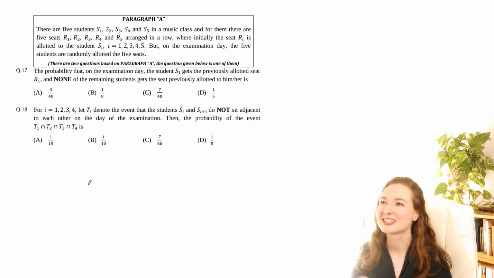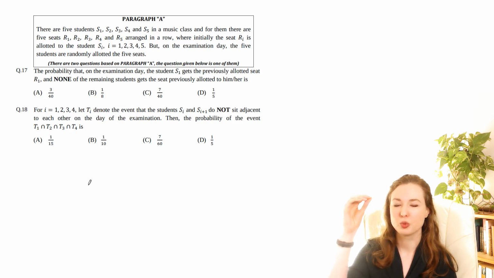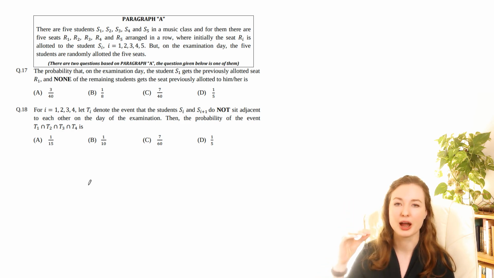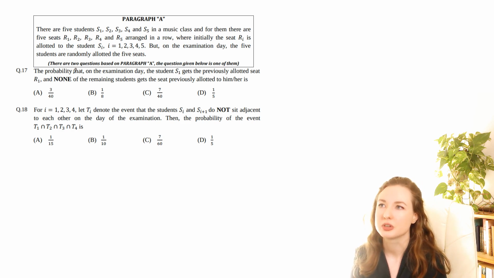Okay, let's start with question 17. The idea with these probability questions is that you want the number of ways that none of the remaining students gets the seat previously allotted to him, divided by the total number of ways of seating the students. That gives you the probability. We might start with working out the total number of ways of seating the students, not necessarily fulfilling that condition. That would just be 5 factorial.